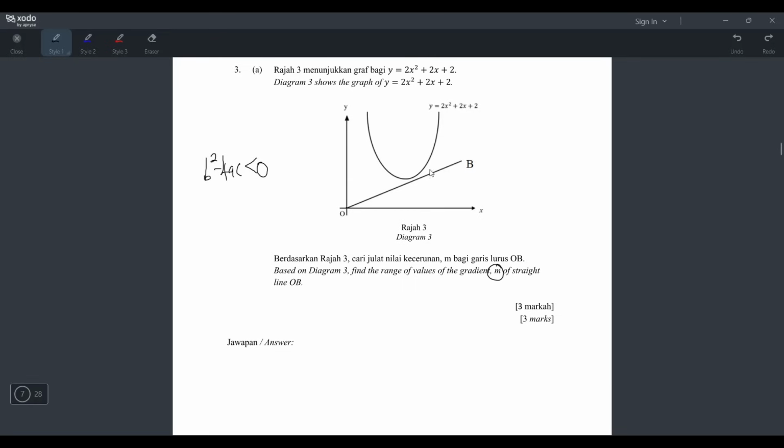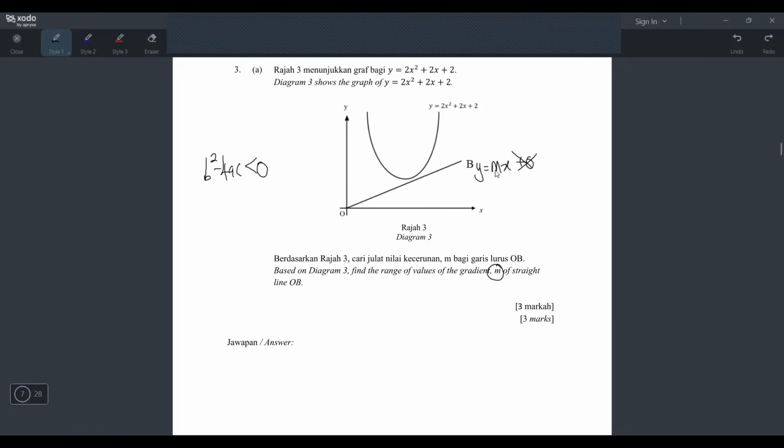So the OB equation, they never give us the straight line equation, but the gradient we don't know, right? Because they want to find the range of m. So it will be y equals mx plus c, but the c we know, because the y-intercept is 0, right? So it will be plus 0, but actually nobody writes plus 0. So this is the equation for the straight line.